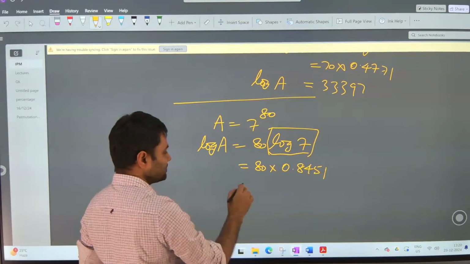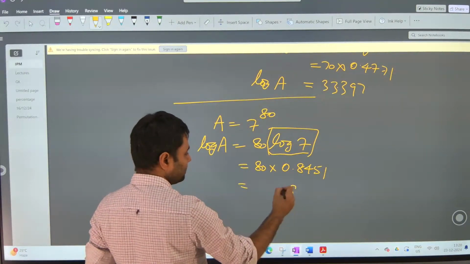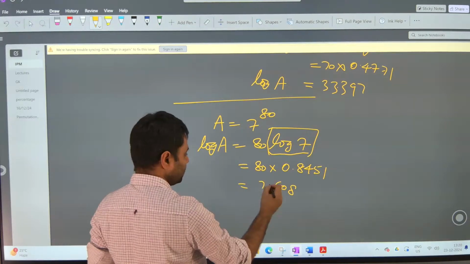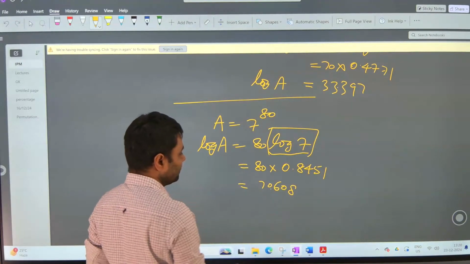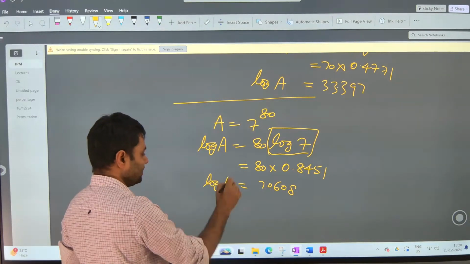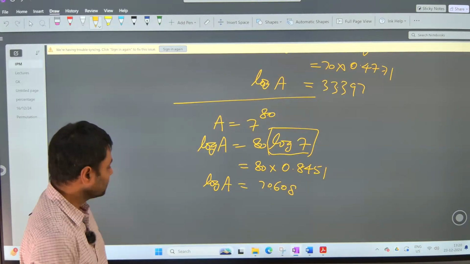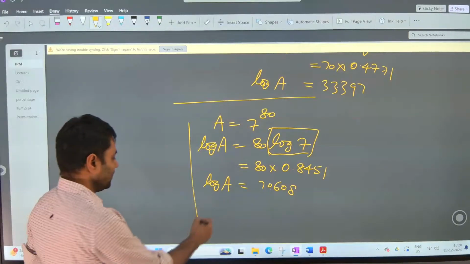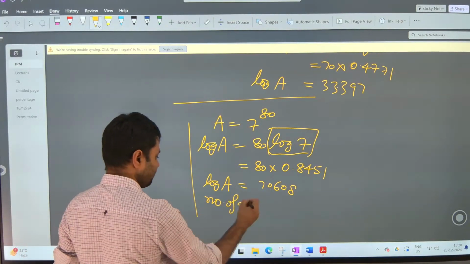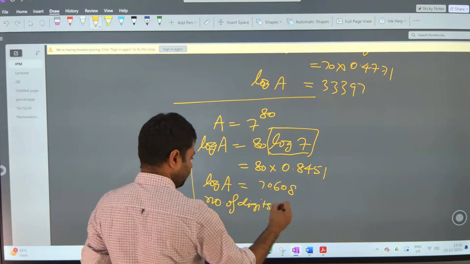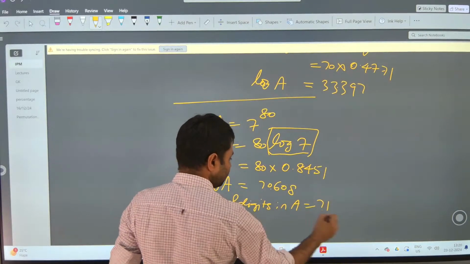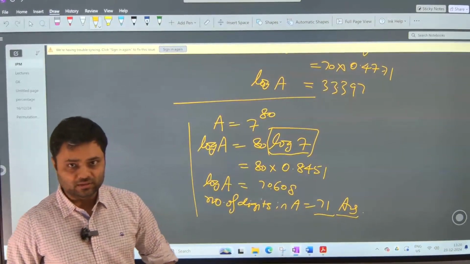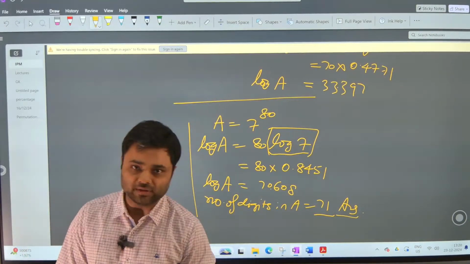So we multiply these two. 80 times 0.8451 will be 67.6. Log A is 67.6. Hence A has how many digits? 67 plus 1, 68. The number of digits in A will be 68. So that's how we find the number of digits in a number with a large power. I hope it is clear now.